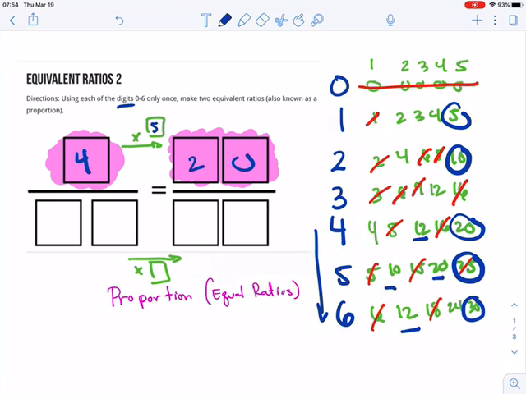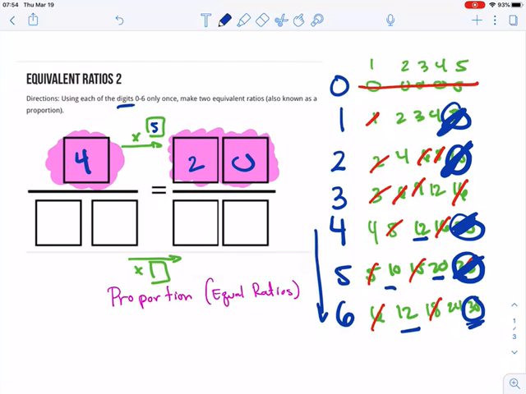25 and 30. Okay, so I can't use 10 because I already have a 0. I can't use 20 because that's the answer I already got. I can't use 5 because that's not a 2-digit number. I mean, I could put 05, but I already have the 0. I can't use 25 because I already have a 2 there. So my other option is 30.